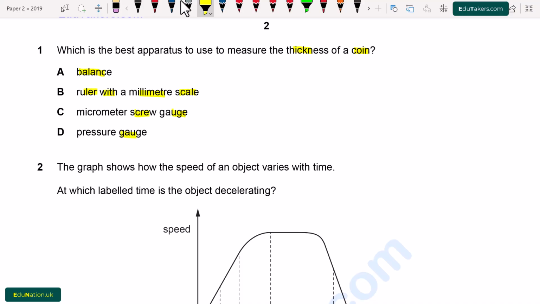Pressure gauge is used for the measurement of the pressure, while the ruler is used for the measurement of the length. So the micrometer screw gauge is basically the apparatus that is used for the measurement of the thickness of the coin. So option C is correct.